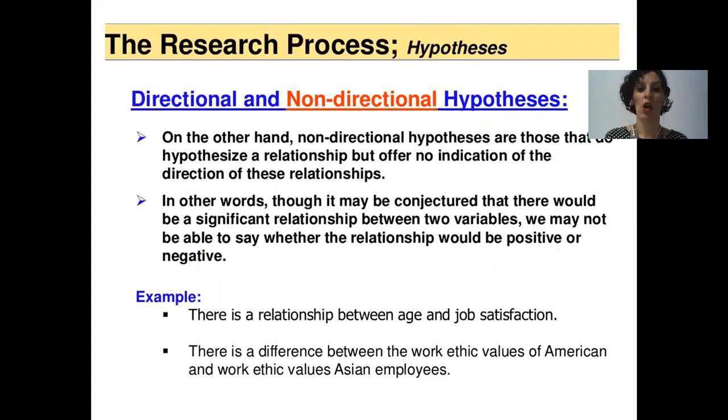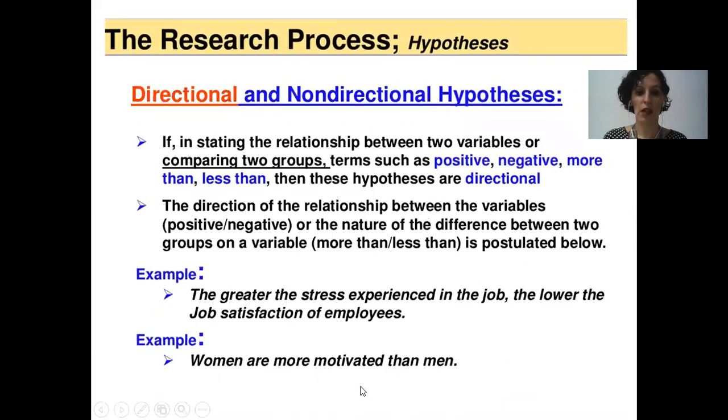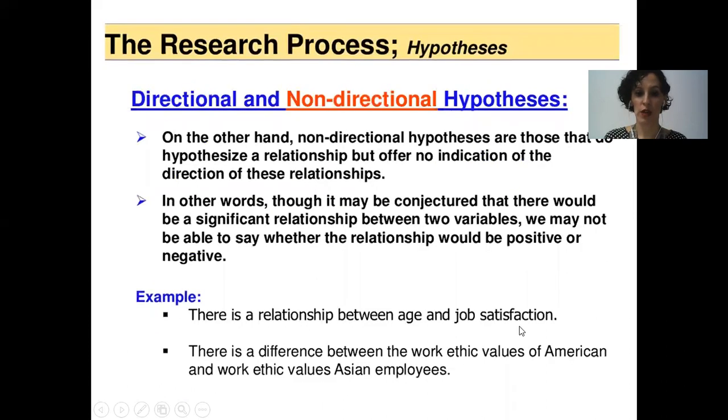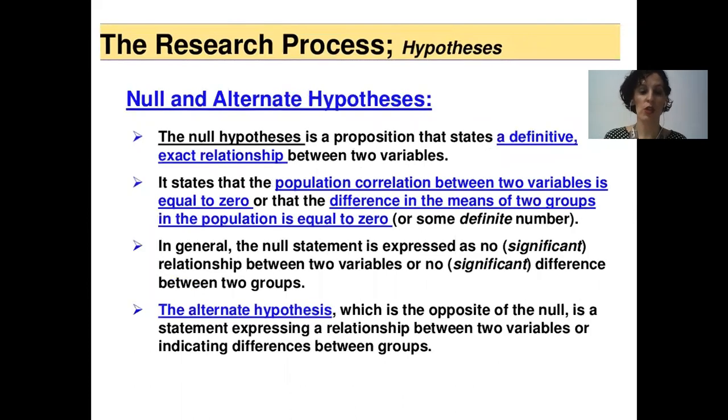However, non-directional are those that hypothesize a relationship but do not offer any indication of the direction of that relationship. For example, there is a relationship between age and job satisfaction. Whereas we saw before, the greater the stress experienced in the job, the lower the job satisfaction. But non-directional does not say anything. It just says that there is a relationship between age and job satisfaction. Or there is a difference between the work ethic values of Americans and work ethic values of Asian employees. These are non-directional.